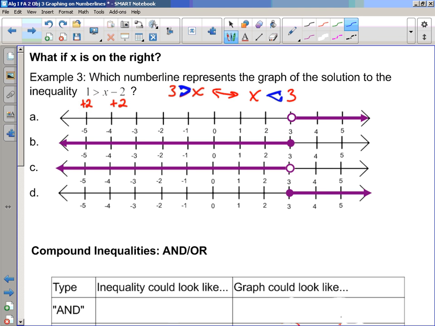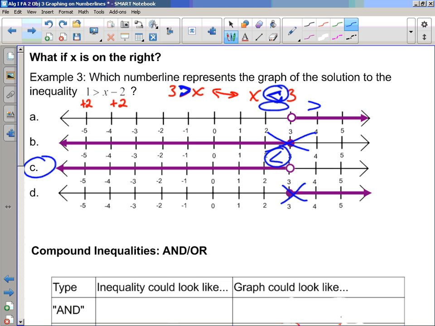So there's two clues. The fact that it does not have a bar underneath it, that's empty, means that it has to be an open circle. So that cancels out option B and option D. So the difference between A and C is that A points to the right and C points to the left. So if I look at which one matches my inequality symbol, it's C.